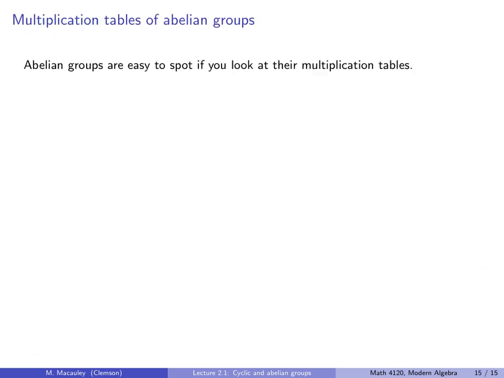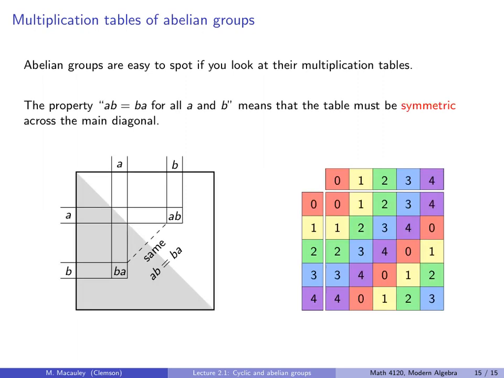Recall that cyclic groups are easy to spot from their multiplication tables, and so are abelian groups. The property that AB equals BA for all A and B, in other words, the characteristic of being abelian, means that the table must be symmetric across the main diagonal. I think this picture is truly worth 1,000 words. I don't need to say much to explain that. And so here's an example of a group that's abelian. It's also cyclic. So we noticed previously that each row here is a cyclic shift of the previous one, but we also noticed that this obviously has this symmetry property, namely that it's symmetric across the main diagonal because it is an abelian group.